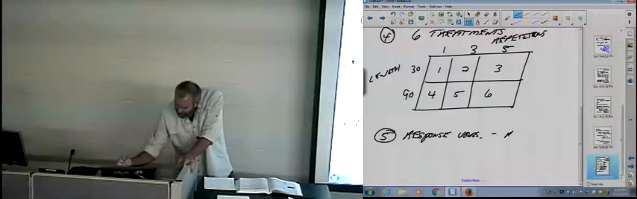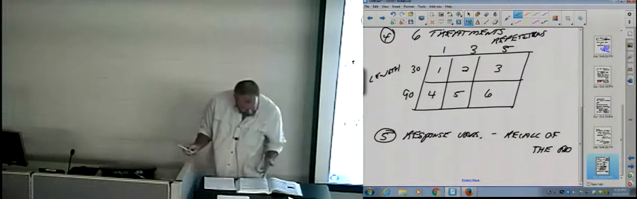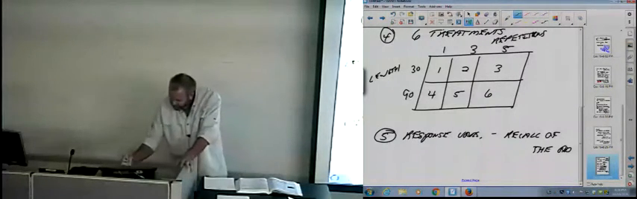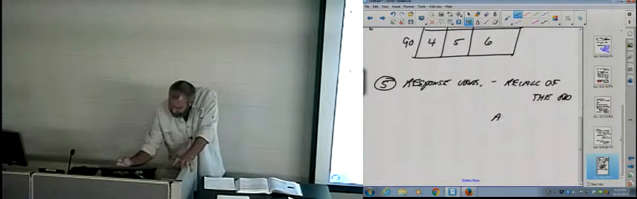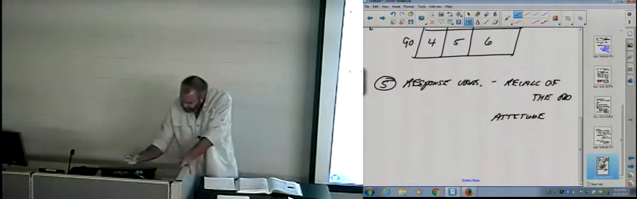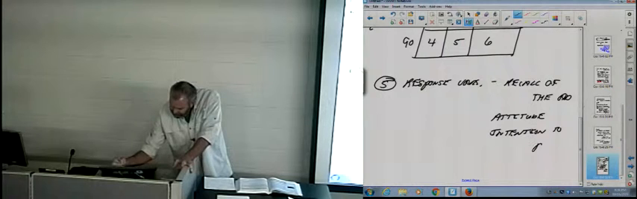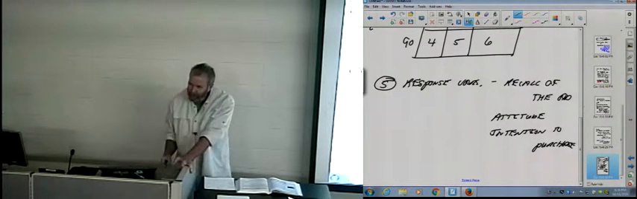1 is recall of the ad. Attitude toward the camera. I'm just going to write attitude. And then finally, intention to purchase. That's what they measured after they imposed the treatment.